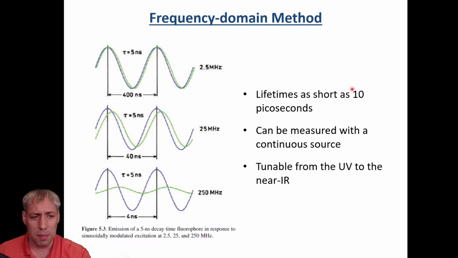I found papers where people did this with lifetimes as short as 10 picoseconds, which is pretty amazing. What's nice about it is you can measure with a continuous light source. You don't need to control the light source. You only need to control how you filter that and decrease and increase the amplitude and how fast you can do that oscillation. It turns out because of that, you can tune it from the UV to the near IR. You just need essentially a filter that works with any of those wavelength ranges.